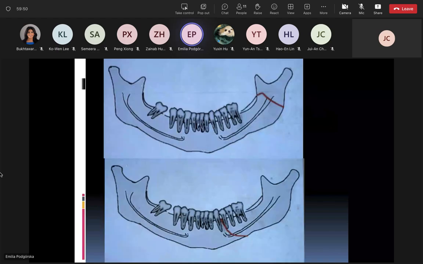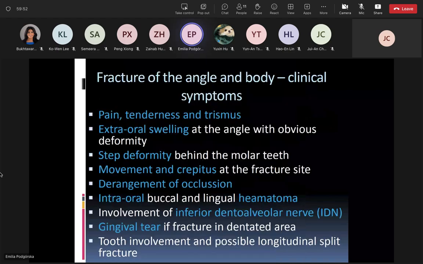Fractures of the angle and body, clinical symptoms: pain, tenderness, and swelling. Extraoral swelling at the angle without obvious deformity, step deformity behind the molar teeth, movement and crepitus at the fracture site, derangement of occlusion, intraoral sublingual and lingual hematoma, involvement of the inferior alveolar nerve, gingival tear if the fracture is in a dentate area, tooth involvement, and longitudinal tooth fracture.